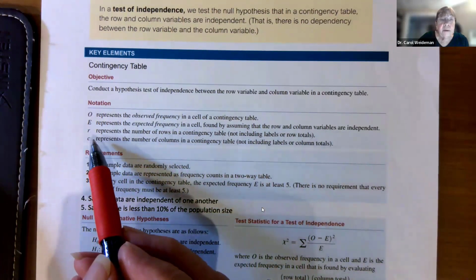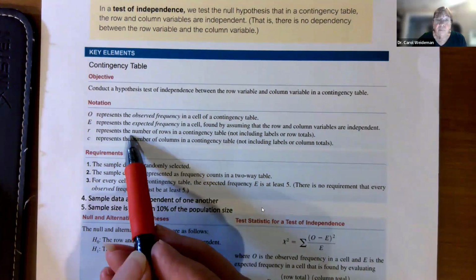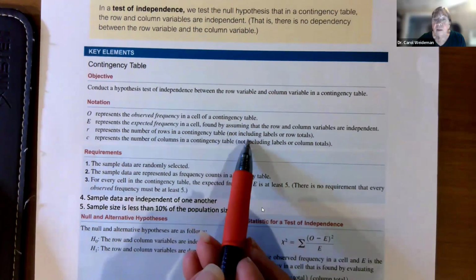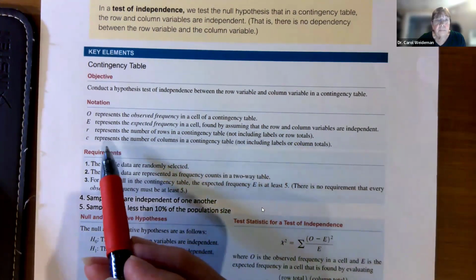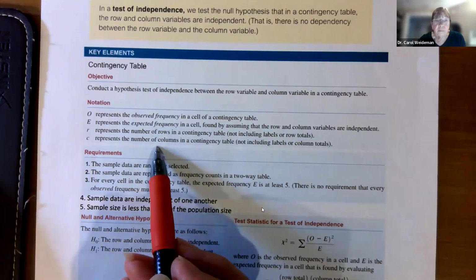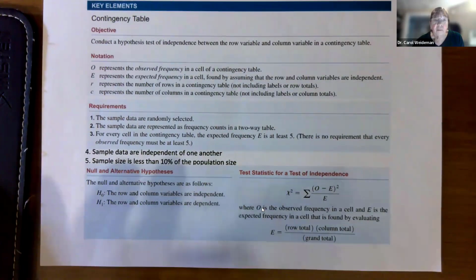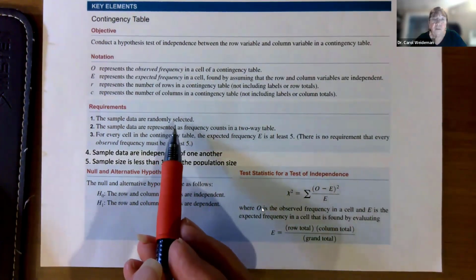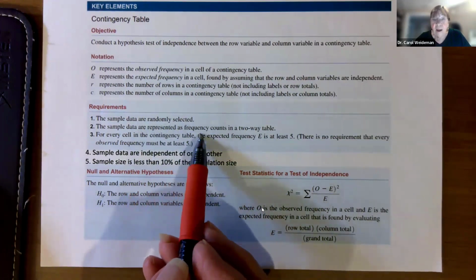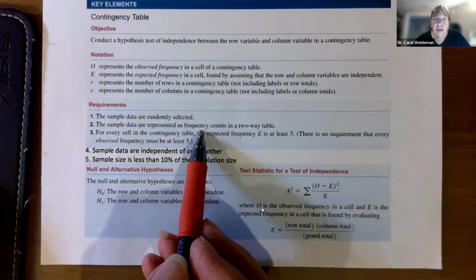And then we have the lowercase r, the number of rows in the table, and we don't include the labels or the total rows, and C is the number of columns. Okay, we have 5 requirements. Random sample, which we usually always have. Data are counts in the table. I mentioned that before. You have to have counts.